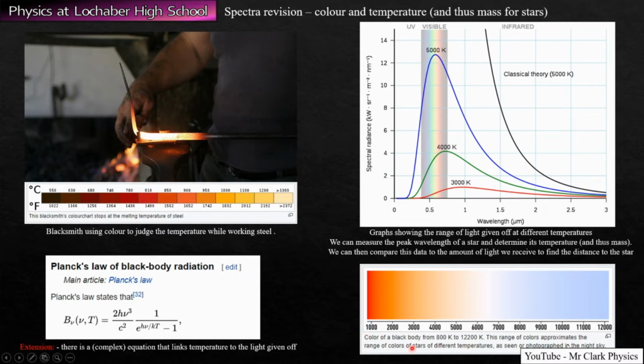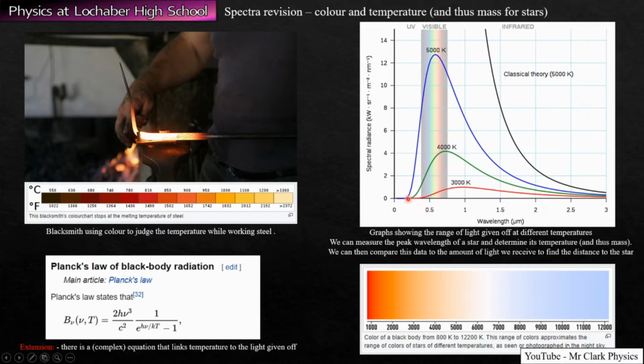This chart here allows you to map the appearance of a star to its temperature. And there's actually an equation for this which is well beyond the Higher course and possibly beyond the Advanced Higher course. This equation describes the relationship between the temperature of a star and the distribution of the light that it gives out. So that's quite a mouthful. What do I mean by that?